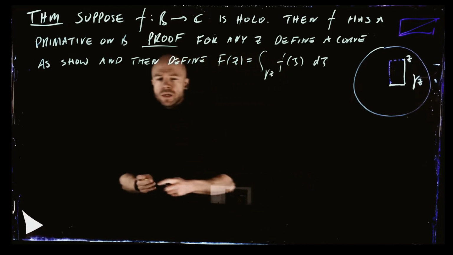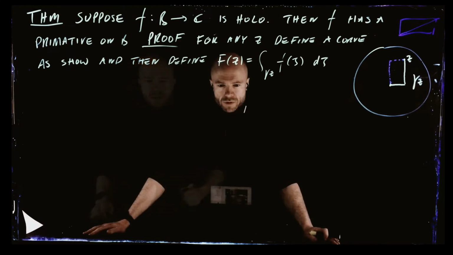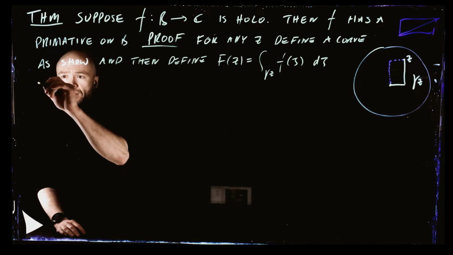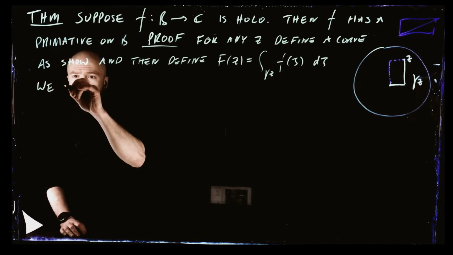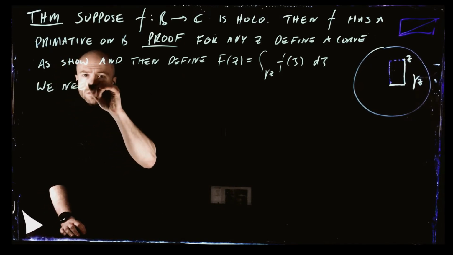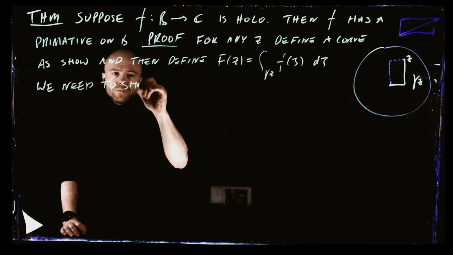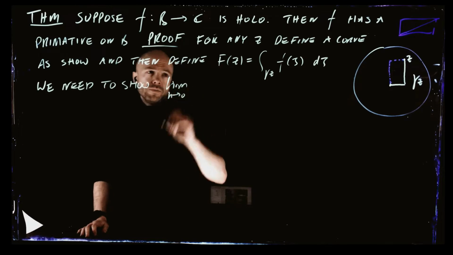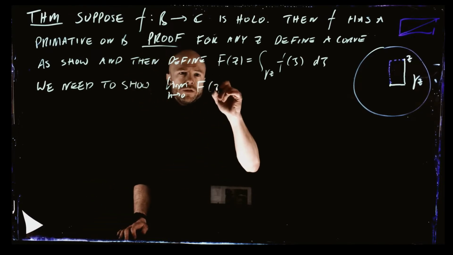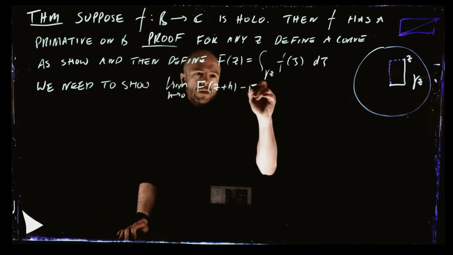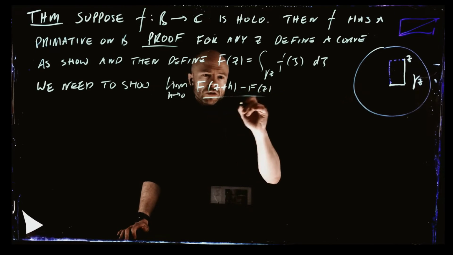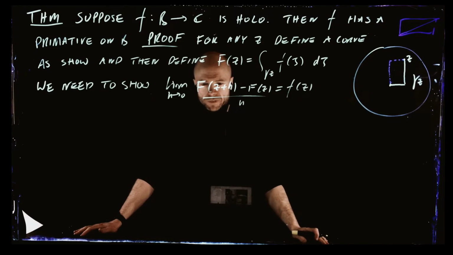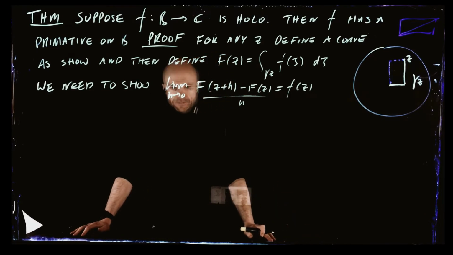Did you do that? Do you have any ideas? So we're going to have to show that the limit as h goes to 0 of F of z plus h minus F of z over h, firstly we want this limit to exist, and we also want it to be equal to little f. Well, any ideas about that?